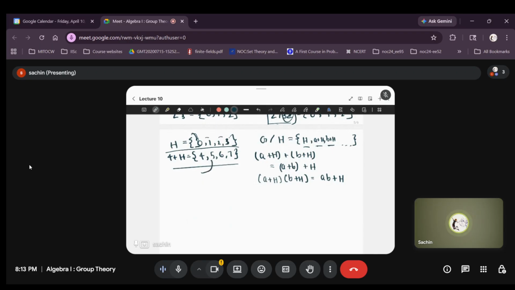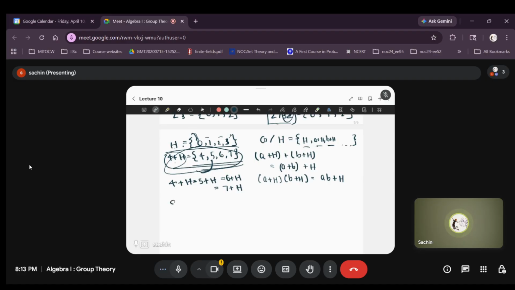If you took 5 and added it to H, you would get 5 plus H, which would be equal to this 4 plus H. Of course, it doesn't happen here because H is not actually a subgroup. I just wrote a random set. But if H was a subgroup, if you took any of the elements in this 4 plus H and added it to H, you would still get back 4 plus H. So 4 plus H would be equal to 5 plus H. This would be equal to 6 plus H. This would be equal to 7 plus H, if H was a subgroup.